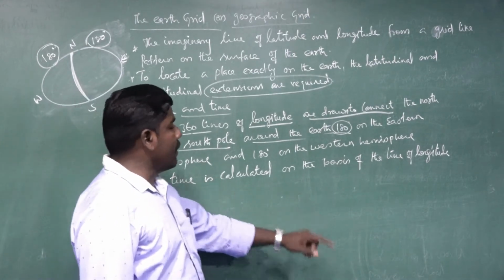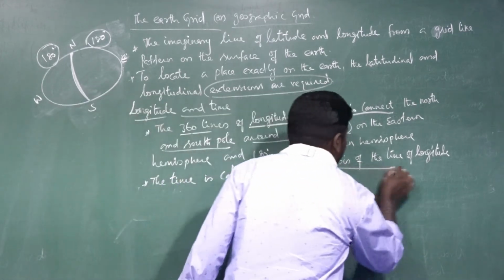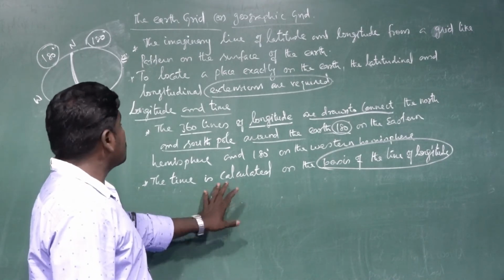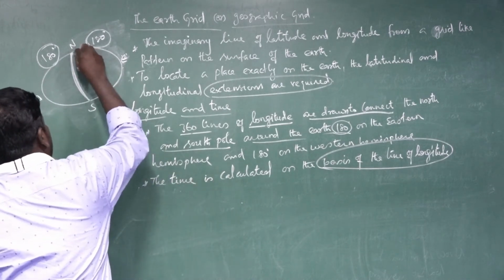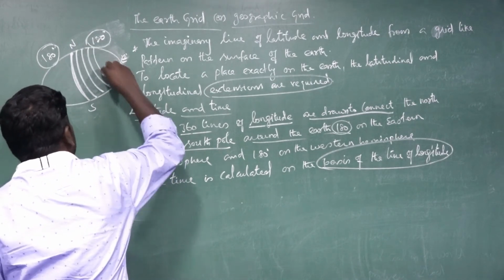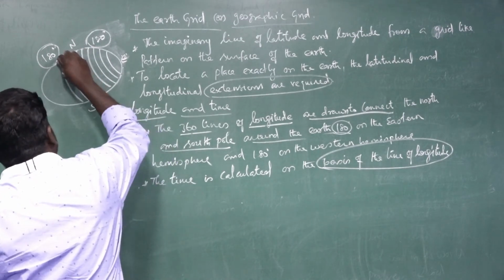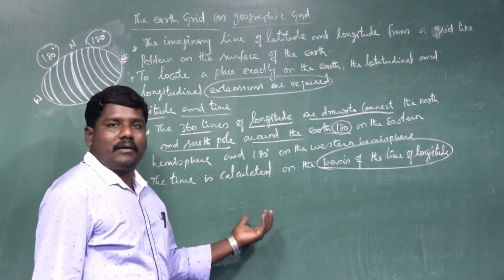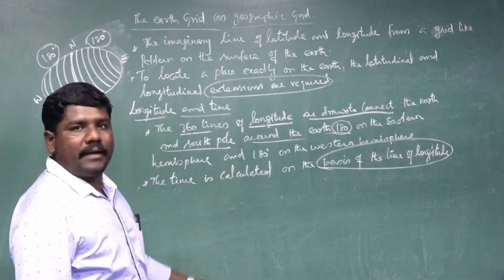The time is calculated on the basis of the lines of longitude, and that is the importance. Different regions of the world or different countries may have different times, based on the lines of longitude.